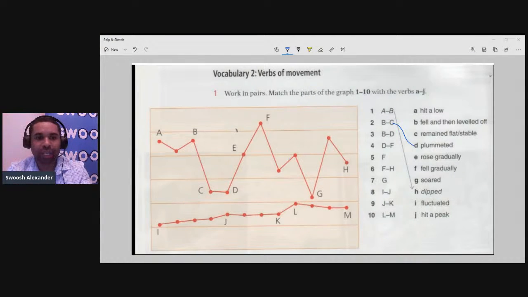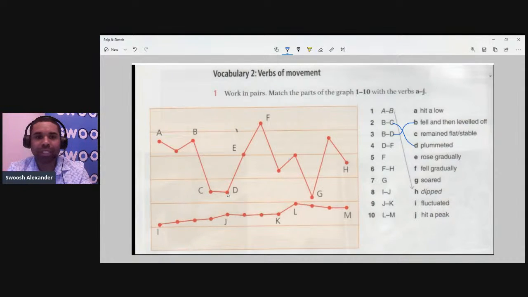Let's have a look at the next part of the graph. So now we're looking at B to D. Okay, so we looked at B to C. B to C was plummeted. B to D is a little bit different. You can see it plummets and then it's quite level, isn't it, just at the end there? And so that would be the answer for B to D, is that it fell and then leveled off. That's what happens between C and D, is that leveling off.